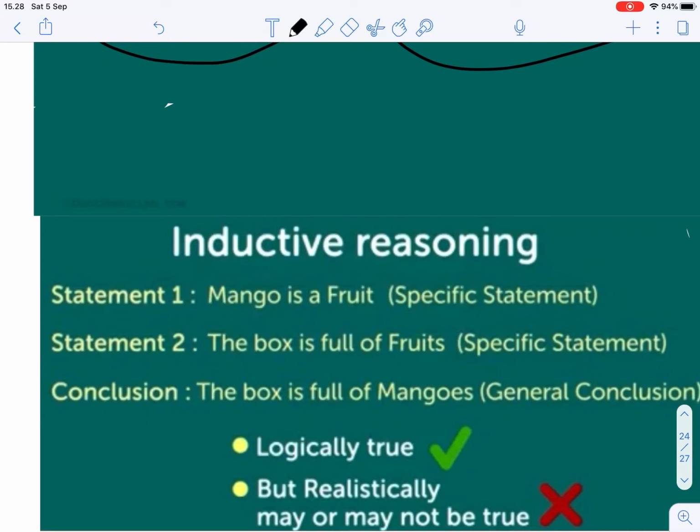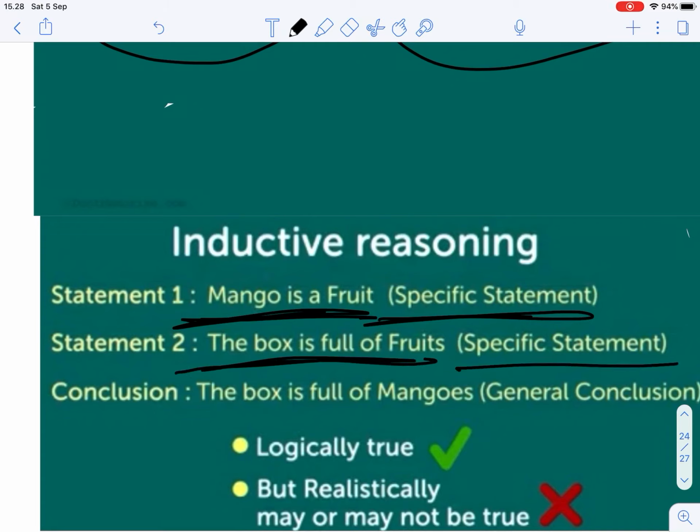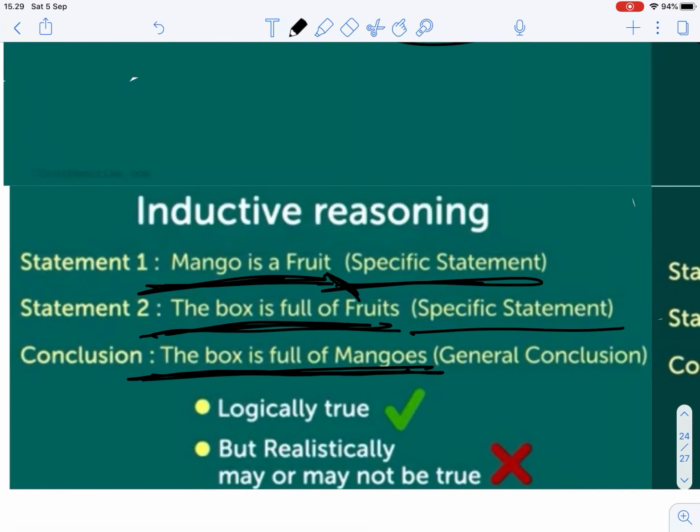So let's say statement 1, mango is a fruit. Okay, that's a specific statement about a mango. Statement 2, this box is full of fruits. Another specific statement. And it kind of connects, right? Kind of connects statement 1. And so your conclusion is, well, if mango's a fruit and the box is full of fruits, this box may or may not be full of mangoes. But we're going to conjecture or propose that it is full of mangoes. While this might be logically true, this realistically may or may not be true.